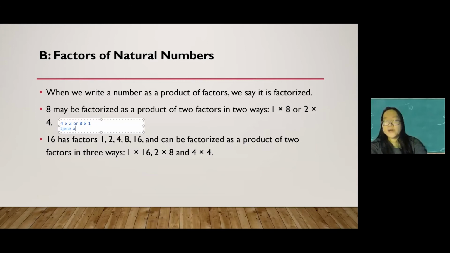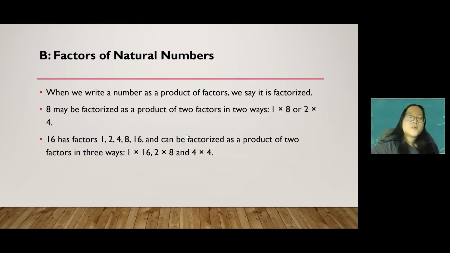These are not new ways. And how we usually express it is to put the smaller number first. So we put 1 times 8, we don't write 8 times 1. We write 2 times 4, we don't write 4 times 2. Of course, if the number is a perfect square like 16, then we just write 4 times 4. There's no way to separate that, right? 16 has factors 1, 2, 4, 8, 16 and can be factorized as a product of 2 factors in 3 ways. So 1 times 16, 2 times 8, 4 times 4.